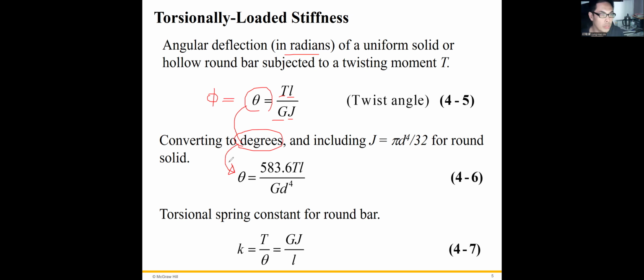With a similar approach, we can figure out the torsional spring constant for a round bar: K equals the torque divided by the twist angle, which equals GJ divided by L.